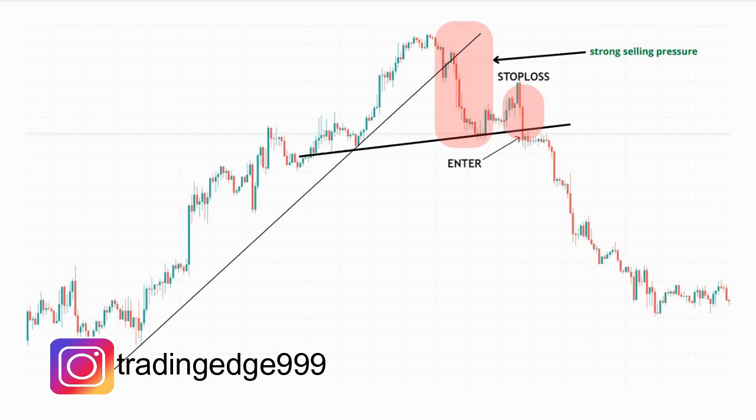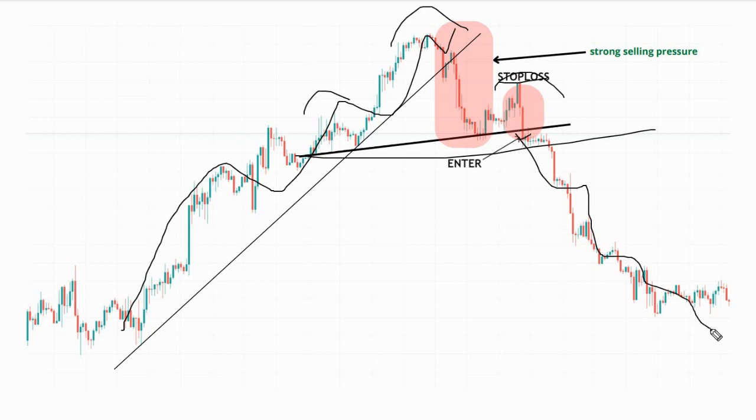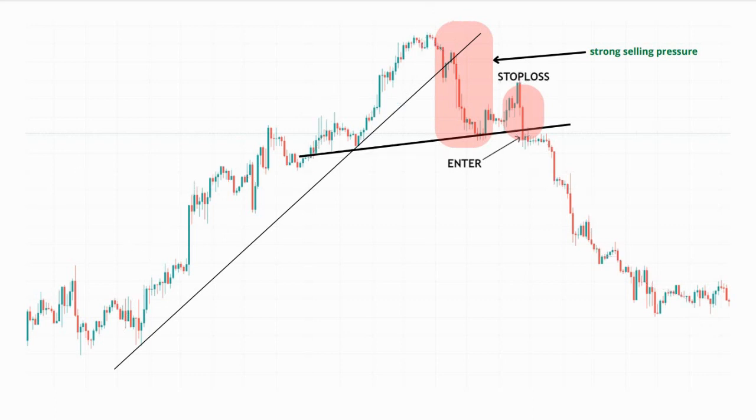See, strong buying momentum, strong uptrend, then head and shoulder formation, breakdown, sell, stop loss, see the trend change. Okay, so head and shoulder works best after an established uptrend in the markets. Do remember that. Okay, see here what is happening in this uptrend.